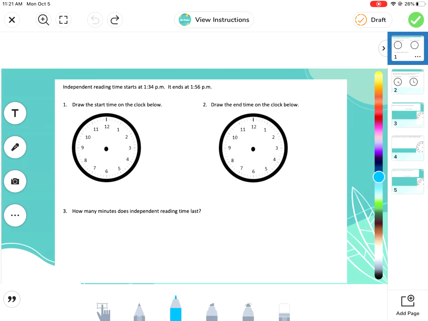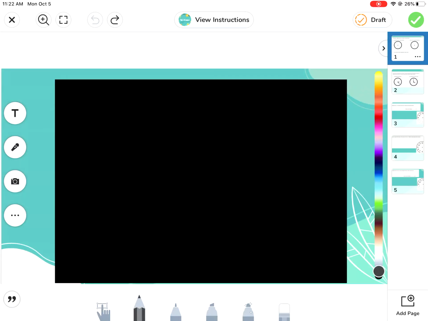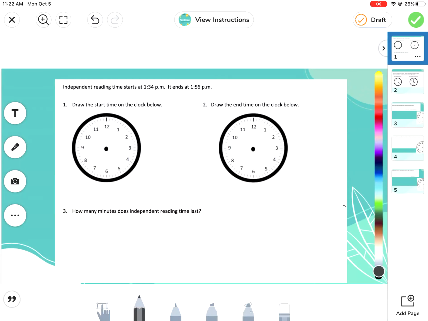So number 1, independent reading time starts at 1:34. It ends at 1:56. Draw the start time on the clock below. So let me change my color. So it says it started at 1:34. So I need to draw.